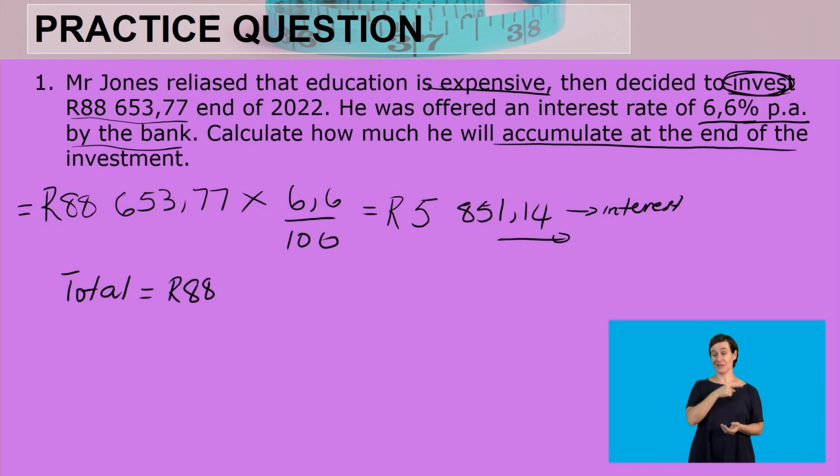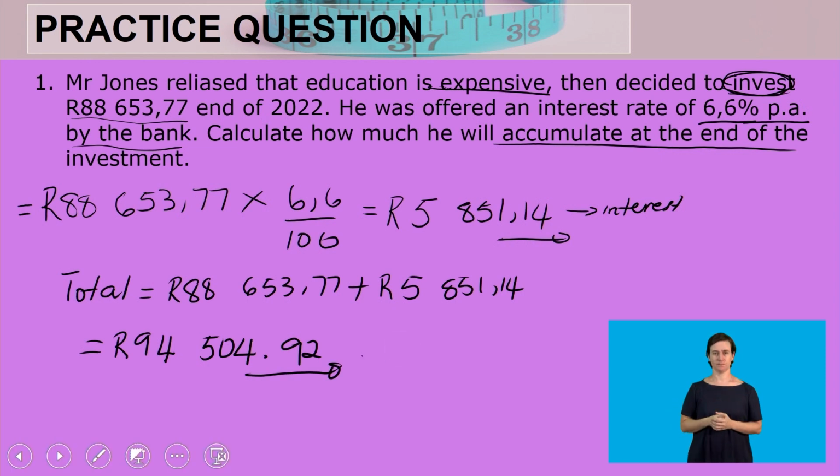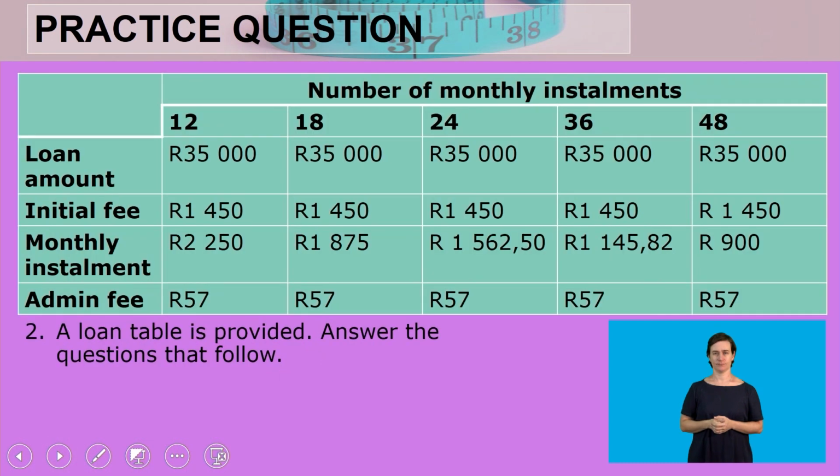Firstly, Mr. Jones invested 88,653 rand 77 plus the interest that we have just calculated, which is 5,851 rand 14 cents. So now by the end of this investment, Mr. Jones would have accumulated a total amount of 94,504 rand 92 cents. Yes, so this is the total amount at the end of the investment, or at the end of the year.